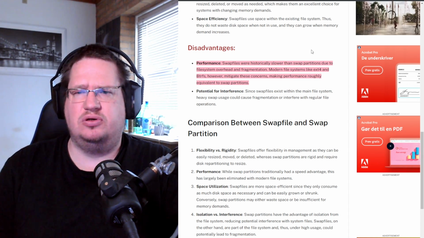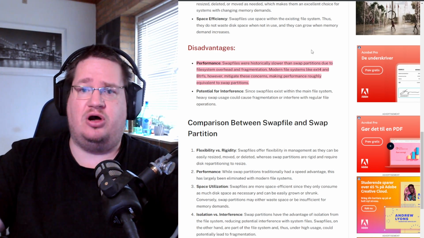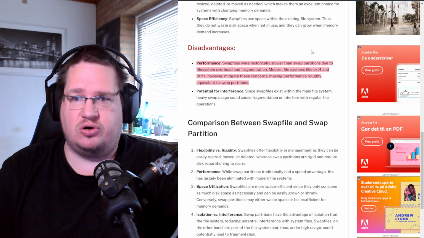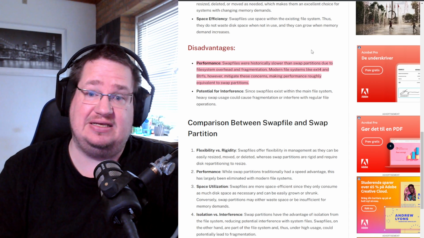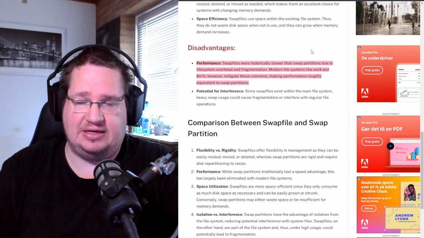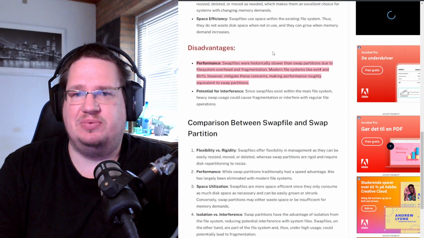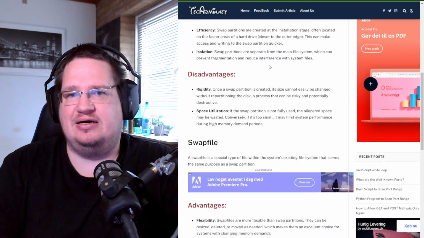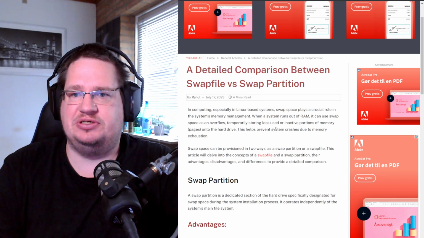As of kernel 2 point whatever, so let's say if you're using kernel 3.1 and up, you will probably not notice any performance difference between a swap partition and a swap file, unless you are massively tasking out your file system. And the garbage collectors are here. Awesome. And as it says here, this is called TechAdmin. They did basically a detailed comparison between swap file and swap partition.